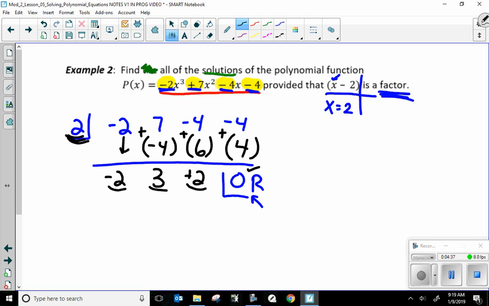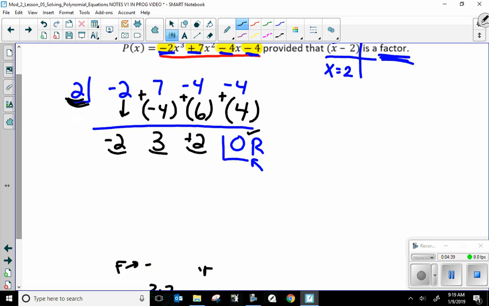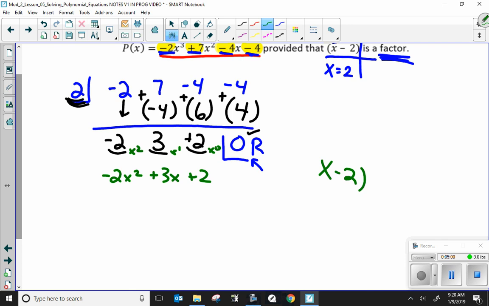Bam. Now, what we've got to realize is what we have left here. This is x to the zeros. These are x to the ones. These are x squareds. So I technically have negative 2x squared plus 3x plus 2. All right? One of my factors they gave me is already x minus 2.